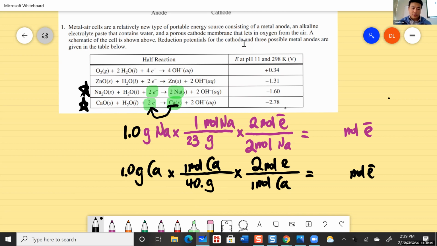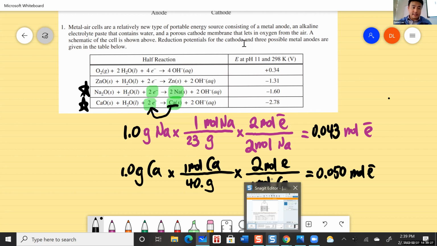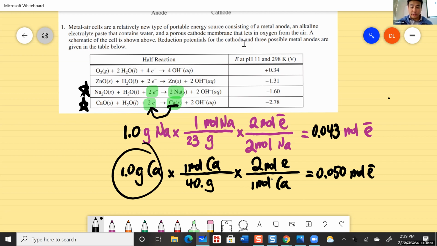Sig fig. So 1 over 23 is 0.043. And this one is 2 over 40, right? So that's 0.050. So which one is better? If you were to buy this, you want to buy calcium because 1 gram of both, and the lightweight is what we care about, not the cost. Maybe calcium is cheaper than sodium, don't know. But in terms of mass, lightweight application, 1 gram of calcium produces more electrons than 1 gram of sodium. So that's the one you want, yeah?